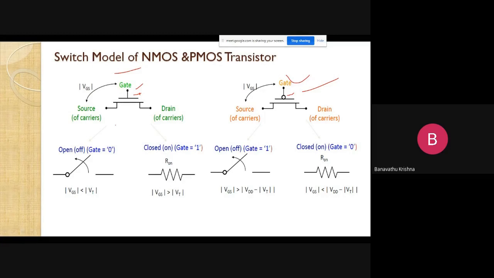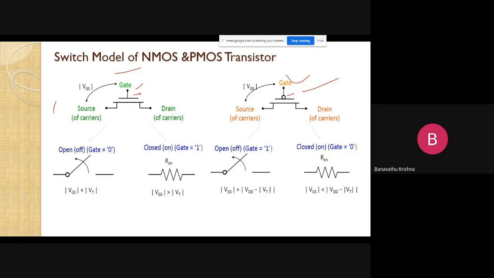Now we want to observe the switching positions of this particular NMOS and PMOS. So let us come to this NMOS device. Here open means off when the gate is 0. If you apply a voltage at the gate with respect to the source, that is VGS.